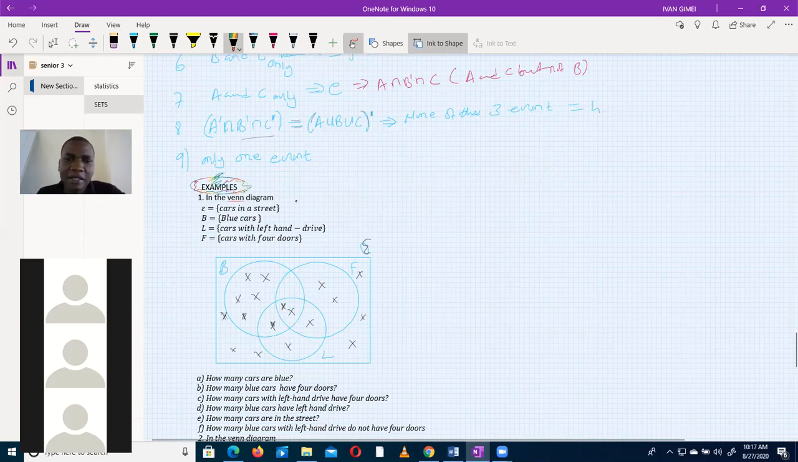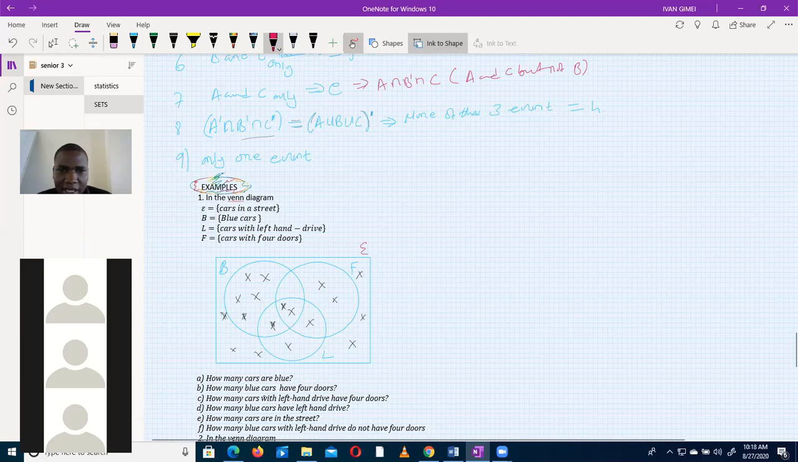The universal set is representing the cars in a given street. Maybe you go to Kampala streets and you look at the cars there. This can be any street, maybe around Kampala or anywhere. So we're looking at cars in a given street. Let's say this is our universal set.